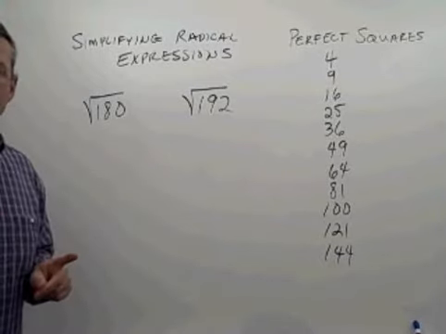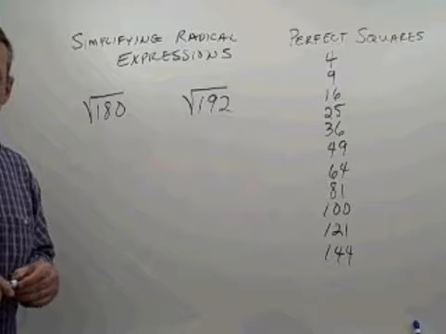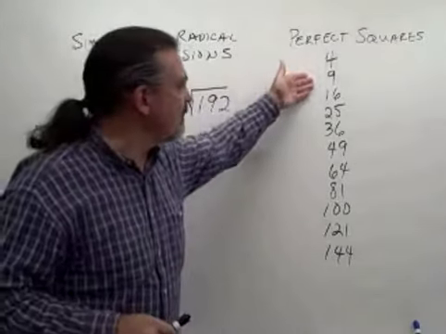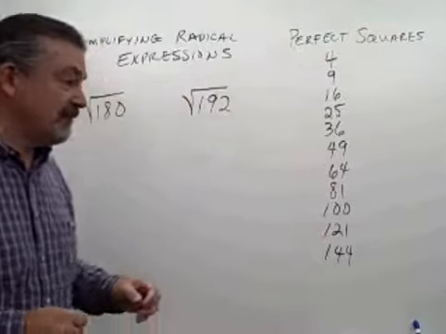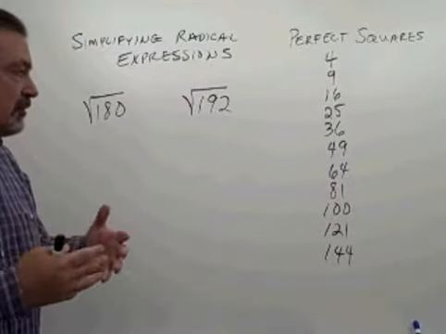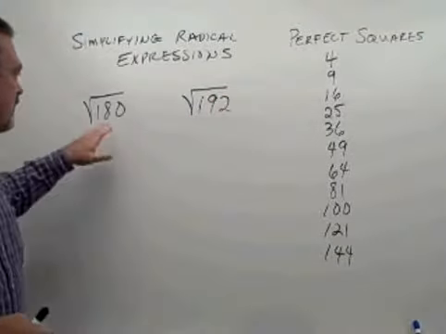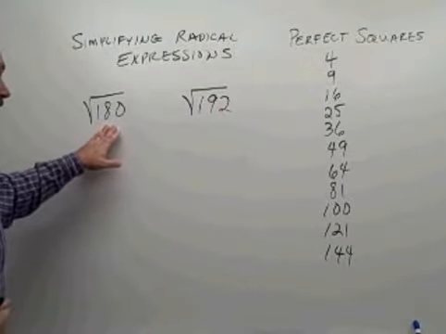Here are two more examples of radical expressions that we want to simplify. So we are looking for one of these perfect square numbers, and if there are several of them, we're going to look for the largest one. We're looking for the largest perfect square number that's a factor of 180.